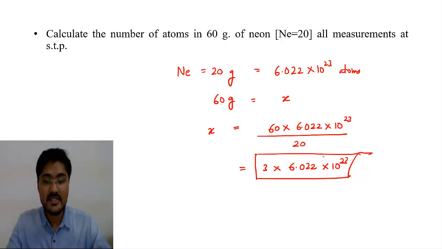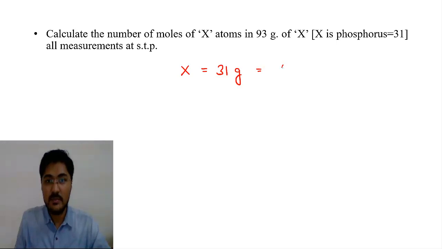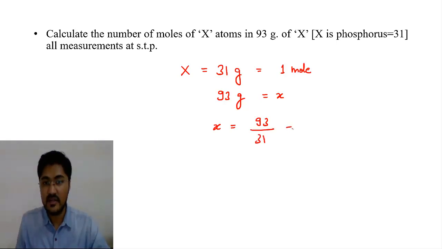Now let's see the last question for today's video. Calculate the number of moles of X atoms in 93 grams of X. And X is phosphorus. So the gram atomic weight will be 31 grams of X, which will be 1 mole. And you have been given 93 grams and you have to find the number of moles. So that's again a very simple question. 93 by 31 and you get the answer to be 3 moles.